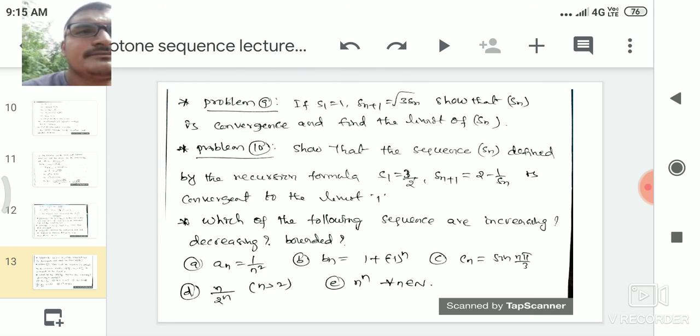The last problem you can also do: which of the following sequences are increasing, decreasing, bounded. Here the first problem, the given sequence an is equal to 1 by n square. First write the terms of the sequence. After that you can verify whether it is increasing or decreasing, and also bounded. Problem B, bn is equal to 1 plus minus 1 power n, and problem C, cn is equal to sin n pi by 3.